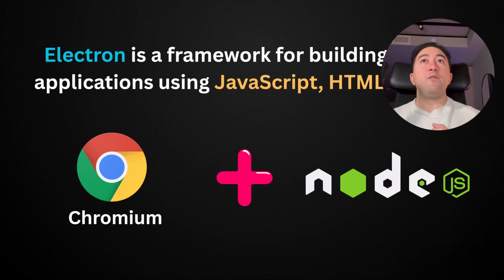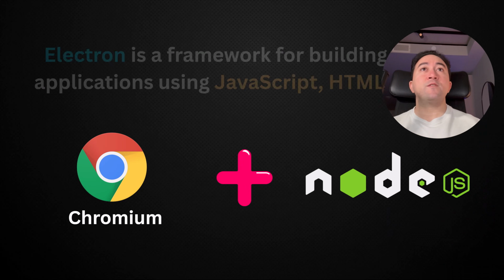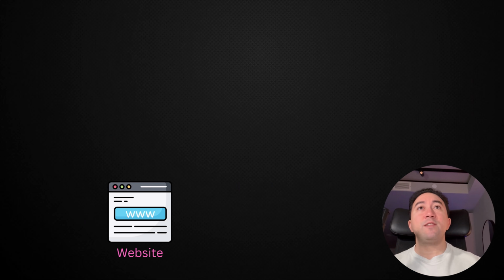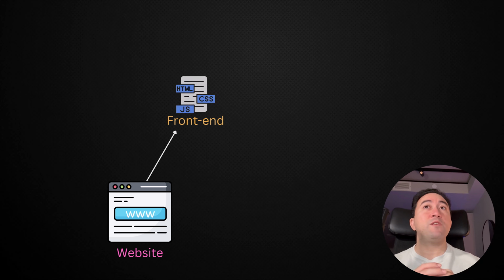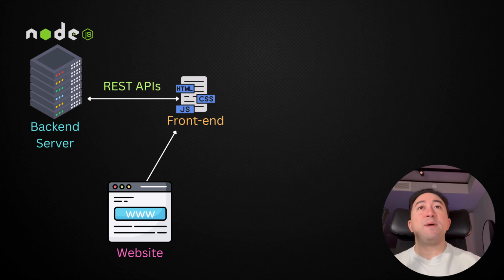So to understand how Electron applications work, let's see an example. Imagine you have a website, and this website is opened in a browser. So the browser will render the front end of the website, which is a bundle of HTML, CSS, and JavaScript files. And the front end will communicate with the server using REST API. And let's consider that the backend framework used in this website is Node.js. And these are the main components of the website.